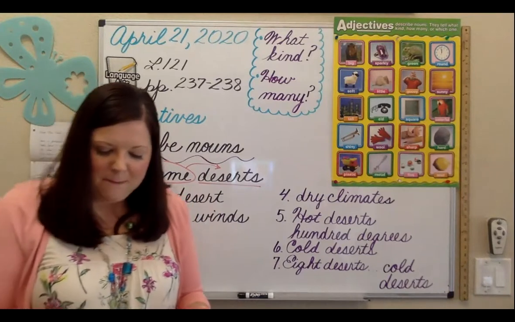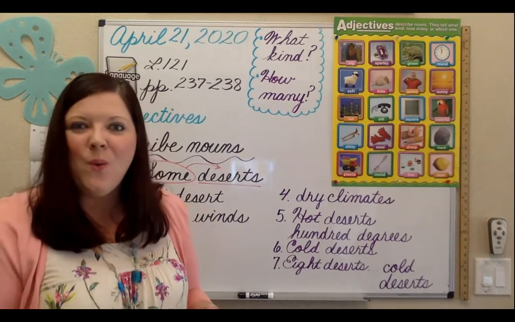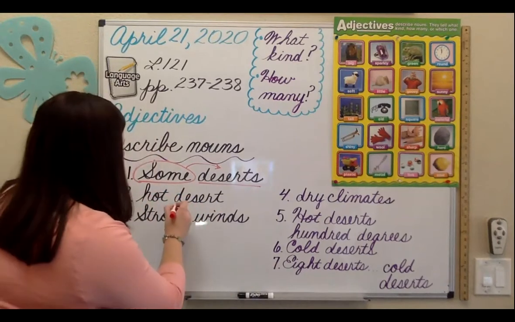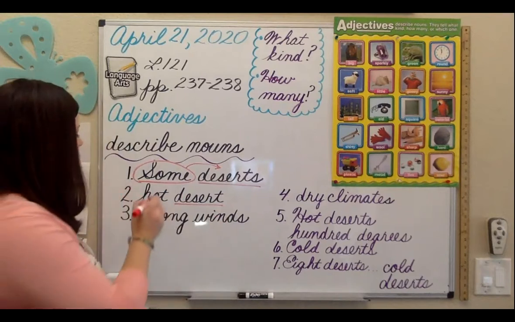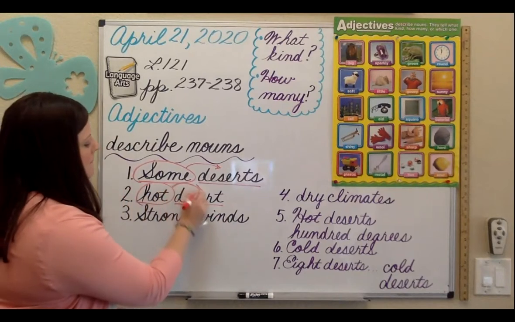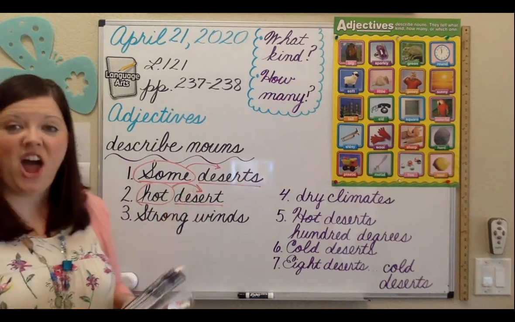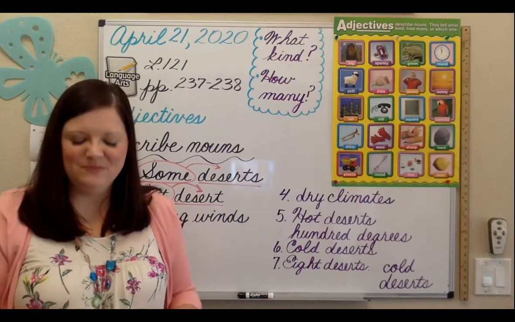Number 2, mountains keep the rain away from the hot desert. What kind of desert do we have? Or how many deserts do we have? We have a hot desert here. Does that answer what kind or how many? What kind? Let's circle that.